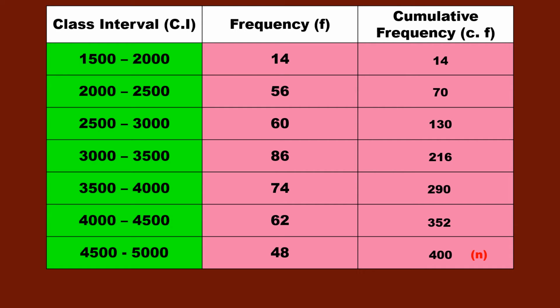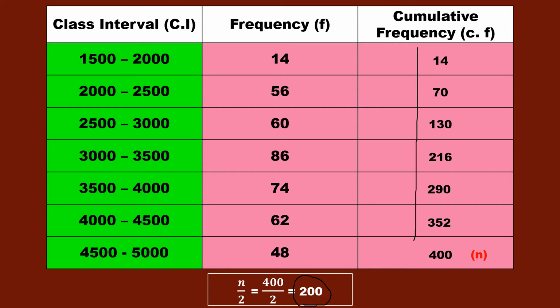The next thing we should find out is the median class. What is the median class here? For that you should take this N and do N by 2. Let me do N by 2. N by 2 means 400 by 2, which is 200. Now this 200 that you got, you should check in the CF values. In the CF column, we should look for the very first value which is greater than 200.